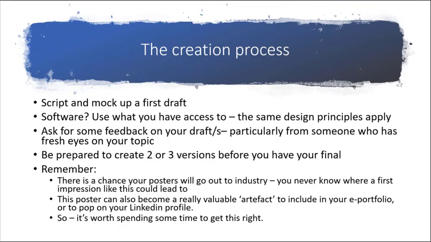What I would suggest is once you pull together a first draft in whatever software you use, ask for some feedback, particularly for someone who has fresh eyes for your topic. So someone outside of class, maybe a mum, dad, brother, sister, good friend, someone that can give you some feedback, that they can talk you through how they've worked, how they've read through the logical process. If there's things that haven't made sense to them or a bit confusing, they can give you some really important feedback on that. As a ballpark, I would say be prepared to create 2 or 3 versions before you have your final, the version that you're happy with.